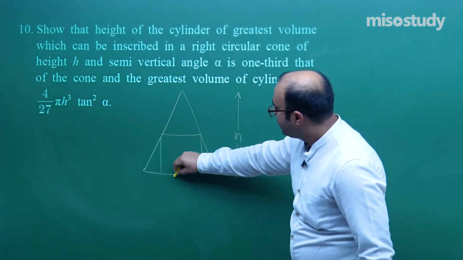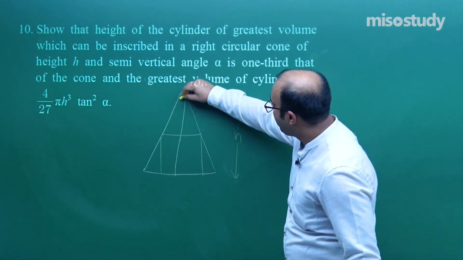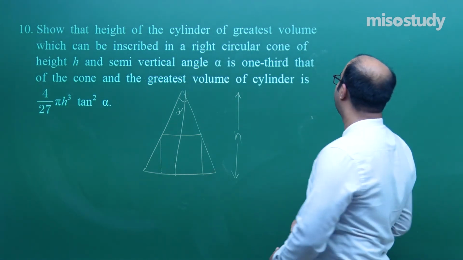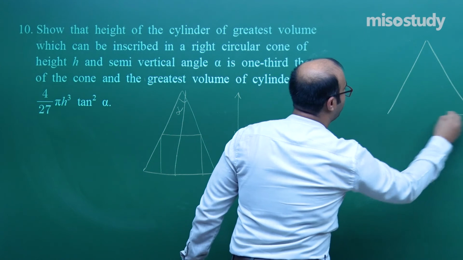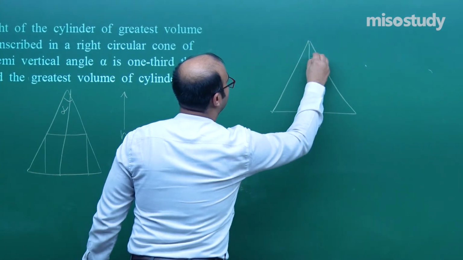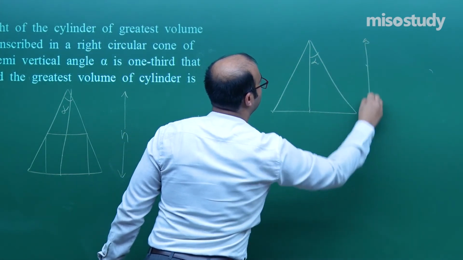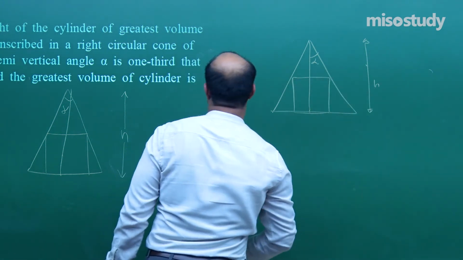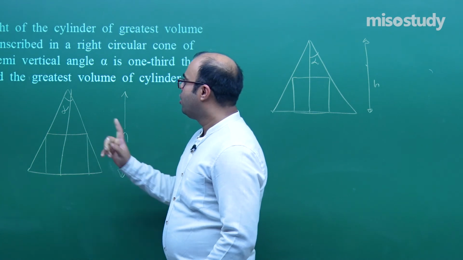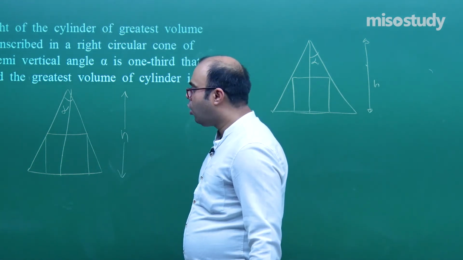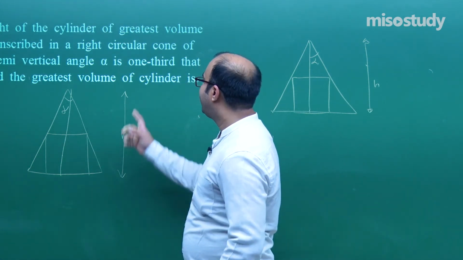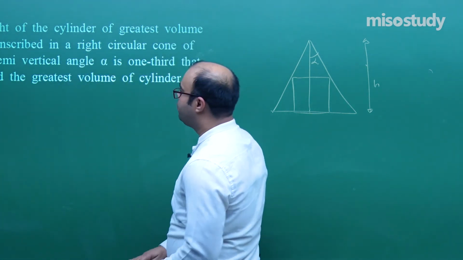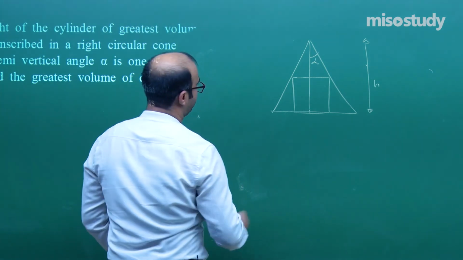Semi-vertical angle is also given, that is alpha. Alpha is the semi-vertical angle of this cone. Let me draw it here to be more clear. This is the height h, this is the semi-vertical angle, and this is the cylinder which is inscribed in it. Now we have to show that in order to find the greatest volume of the cylinder, what should be the height of the cylinder?